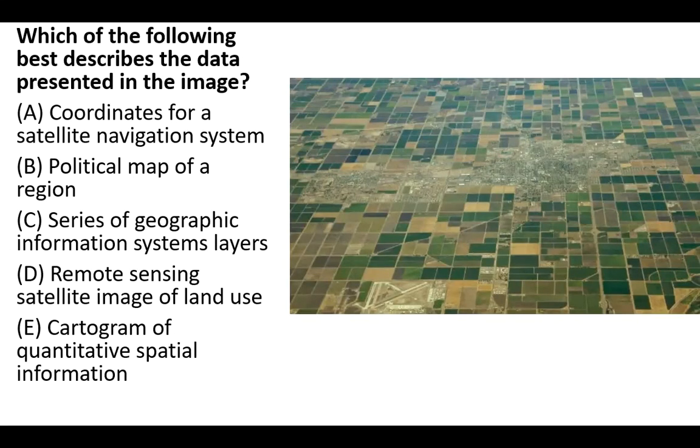All right, here we go. This may not be appropriate for this unit, but here we go. Which of the following best describes the data presented in the image? The answer is remote sensing. When you're a satellite or an airplane taking a picture of something, that's remote sensing. It's not C because we only see a picture. We don't see layers of information like street names and other things.